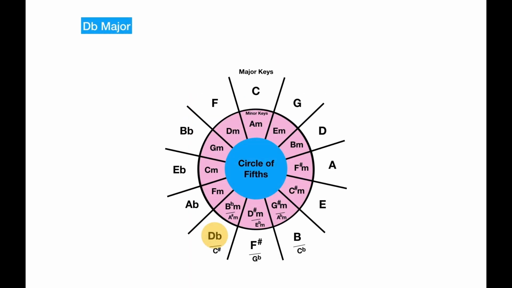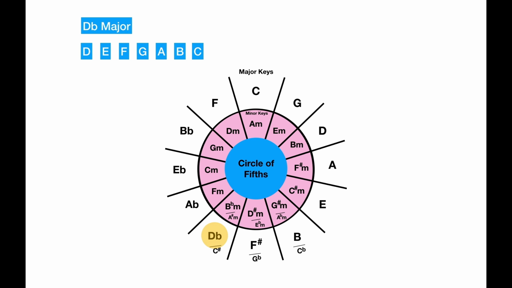Next we have a D flat major. So we do the same thing, we look for the D flat in the outer circle. You can see here it's on the left hand side of the circle. So we're dealing with a flats key. So first up we write down the 7 notes of the scale, D, E, F, G, A, B, C.